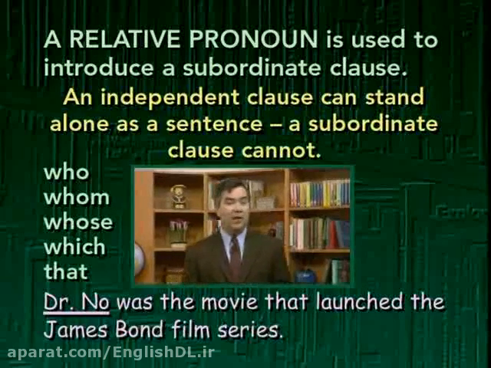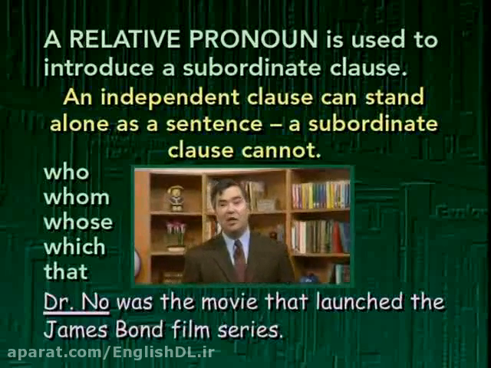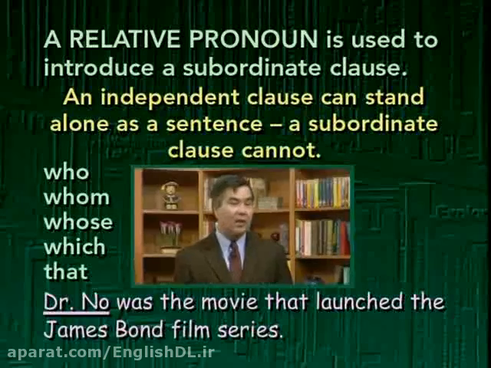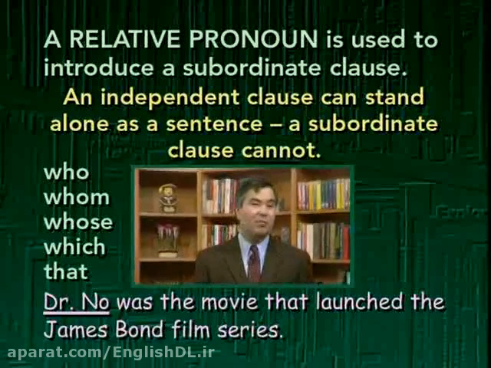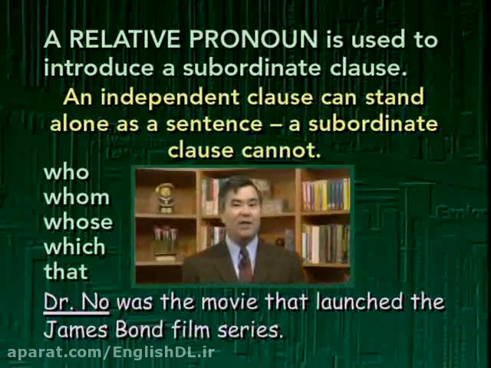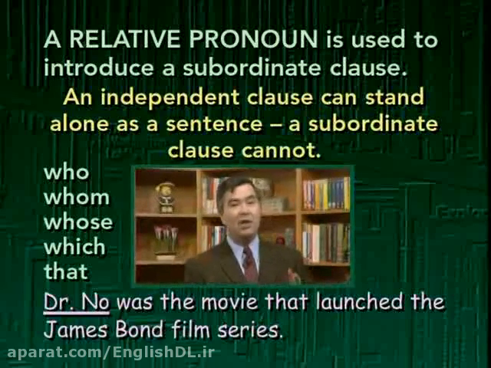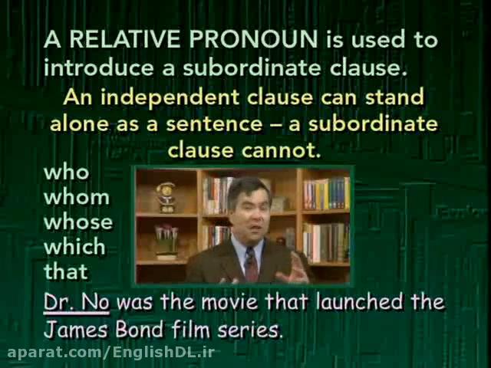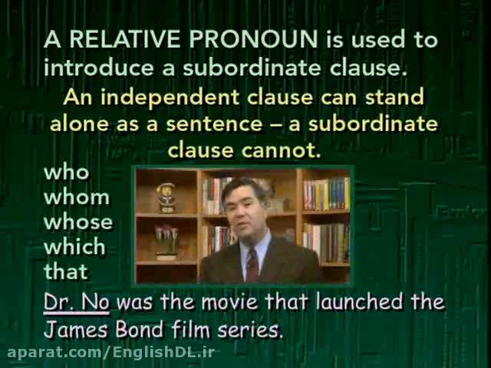Dr. No was the movie, followed by the subordinate clause that launched the James Bond film series. The subordinate clause is introduced by the relative pronoun that, and the entire clause serves to modify or give more information about the noun movie. Dr. No was the movie. What kind of movie? The movie that launched the James Bond film series.